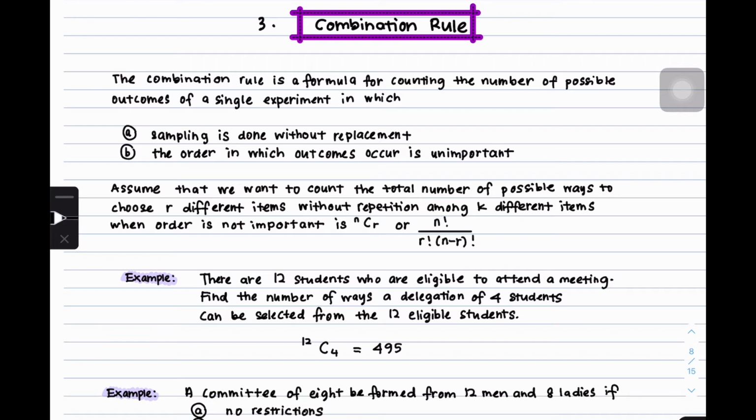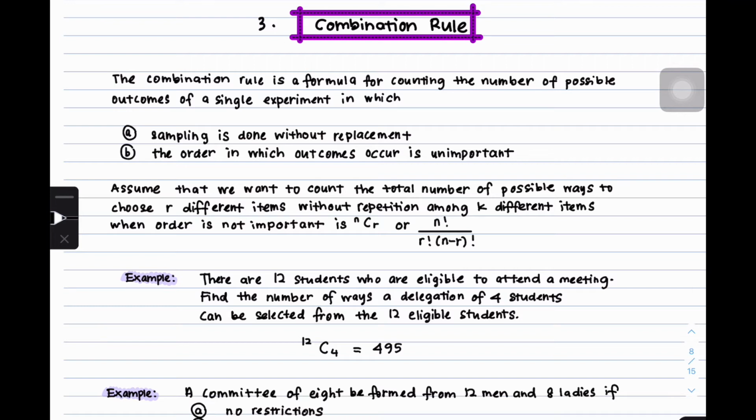If for the permutation rule just now we used n permute r, now when we use the combination rule we will use n combine r, and both can be calculated directly from your calculator. So assume that we want to count the total number of possible ways to choose r different items without repetition among n different items, when order is not important.